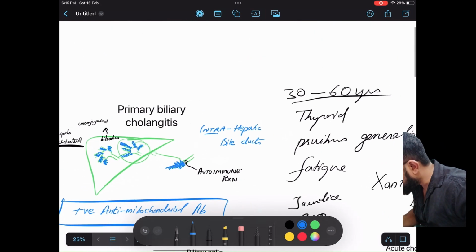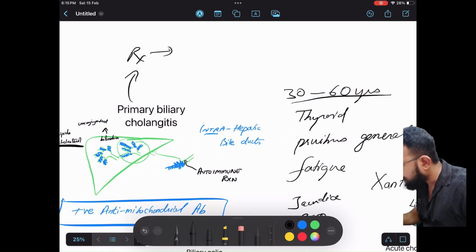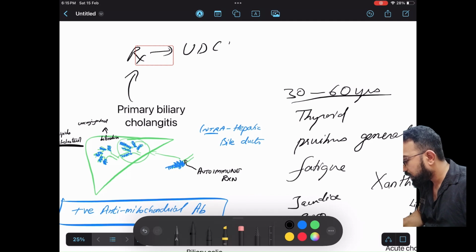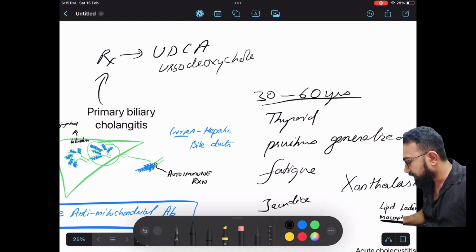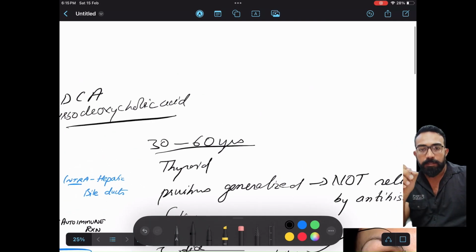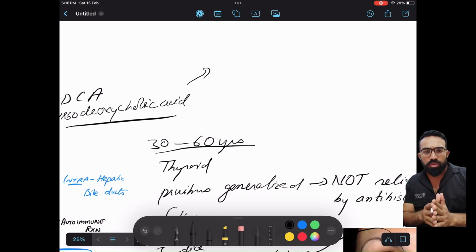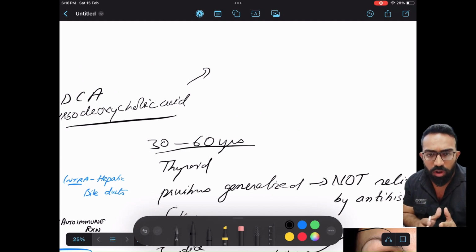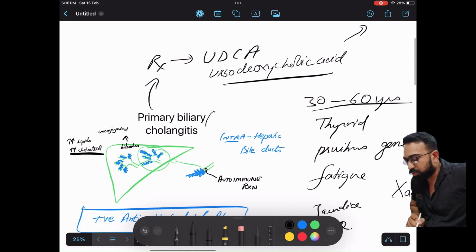How do you do the treatment? The treatment is going to be by UDCA, ursodeoxycholic acid. It has anti-inflammatory and immunomodulatory effects, and it is shown to decrease the progression of PBC. And this is your PBC. It is shown to decrease the progression of PBC.